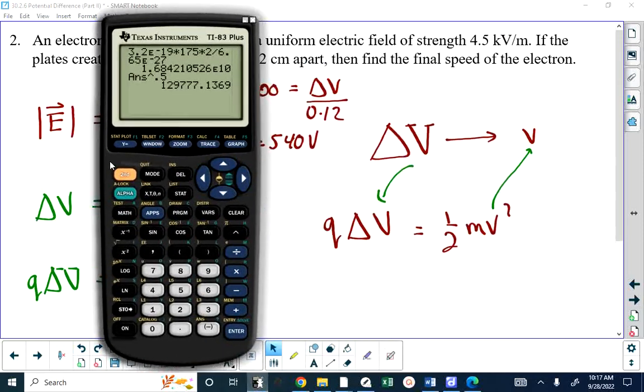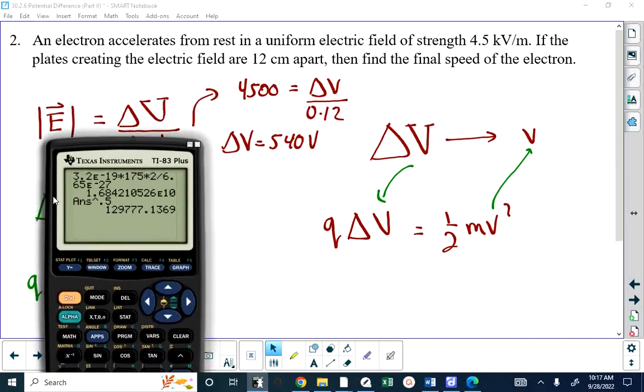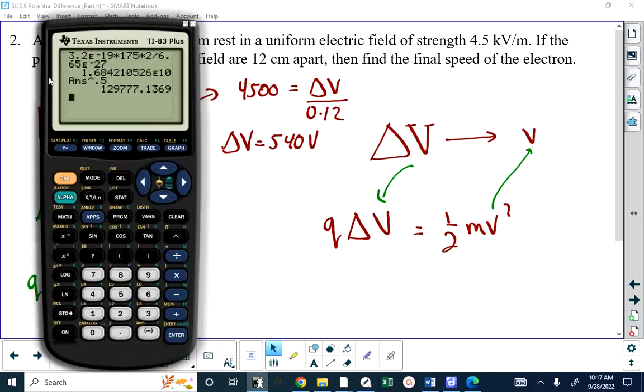So I'm going to take the voltage. Is it an alpha particle? No, it's an electron. Always check. Very easy to use the wrong information. So the charge of an electron multiplied by the voltage of 540, multiplied by 2 to get rid of the half, divide by the mass of the electron to get rid of the m, then hit equals, then take the square root. So 1.4 times 10 to the 7 meters per second.